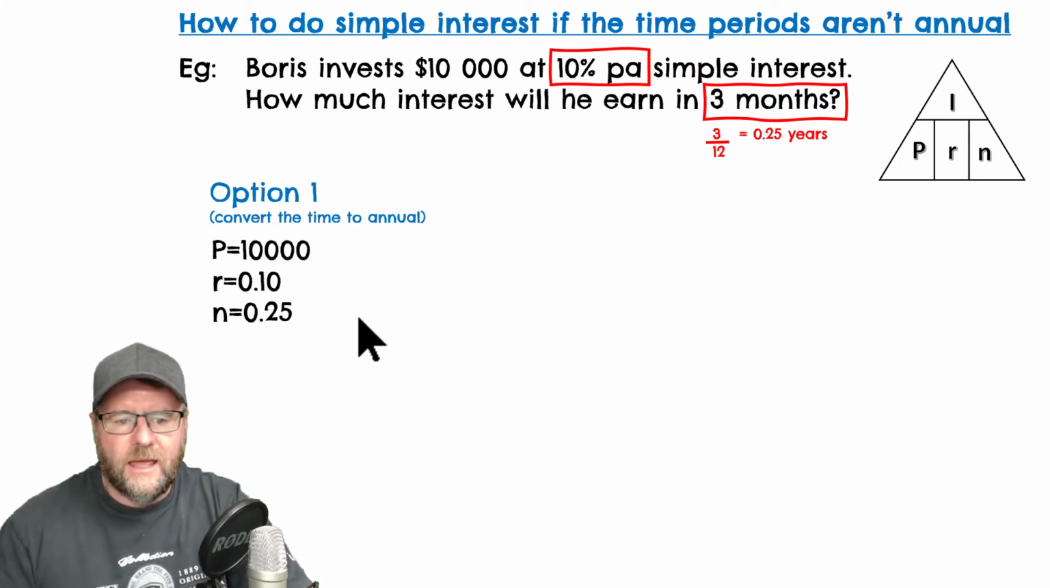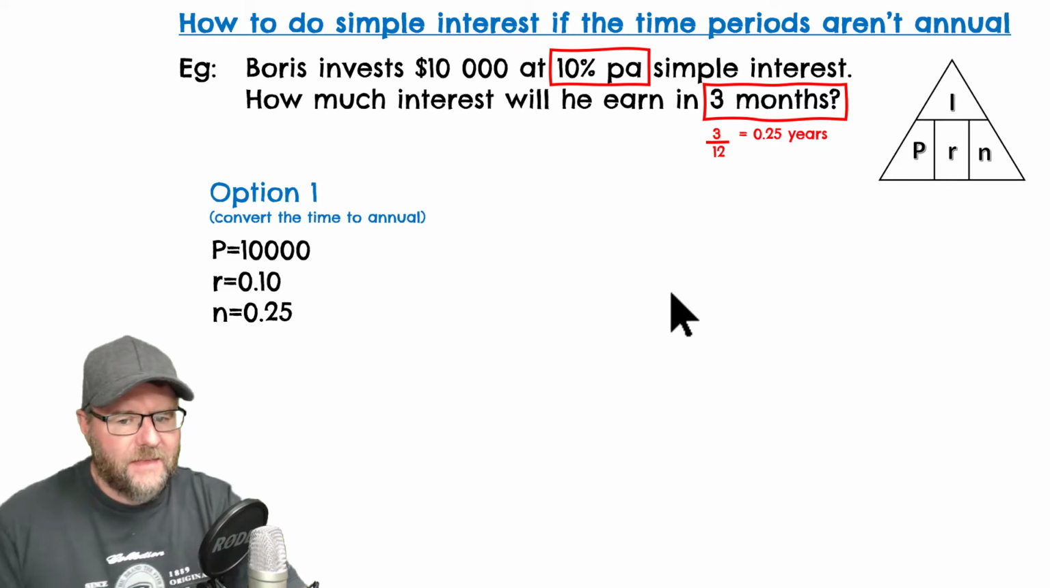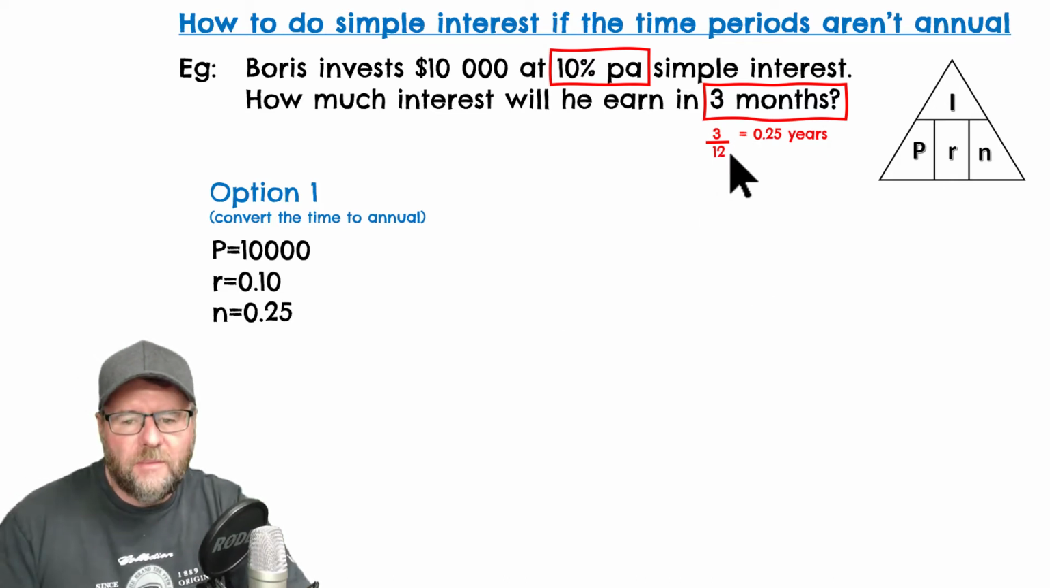So now we can just go ahead and fill in the things that we know. We know the principal amount of 10,000. The rate is 10%, but remember we always use the decimal, so divide it by 100 to get the decimal version. And we worked out that our n value in years, our time, the number of time periods, is 0.25.